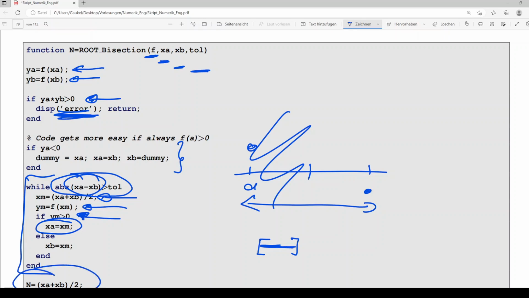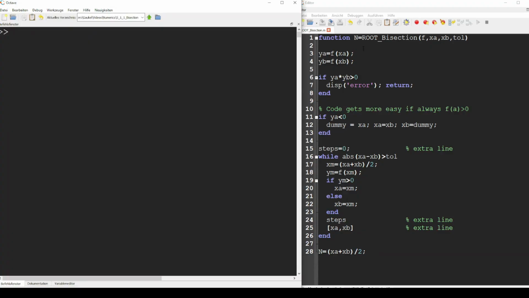And what will we return? We could return an interval AB. A user who knows what's going on in bisection may prefer the interval, but the normal user says, okay, what is the approximation of the root? Then we can return the midpoint of our interval, and this is a good approximation of the root we are looking for.